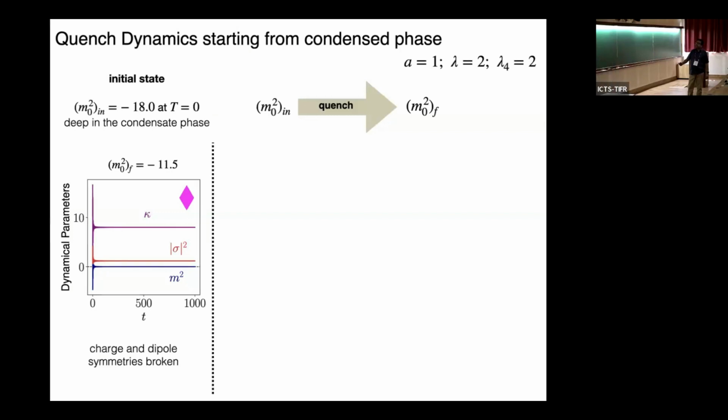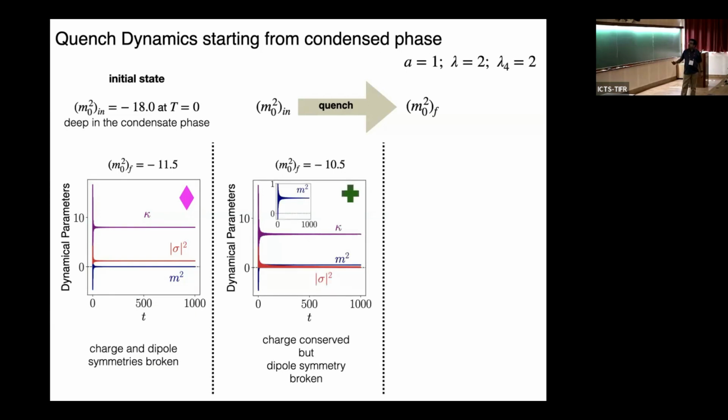If you have an initial state, we are starting deep in the condensed phase, minus 18, and we are quenching immediately to m naught square of minus 11.5. You see kappa is finite, sigma square is finite, m square is 0. Okay, so we are again in the condensed phase in the steady state. You can just look at these values of kappa, sigma, and m square, and that's what you will get.